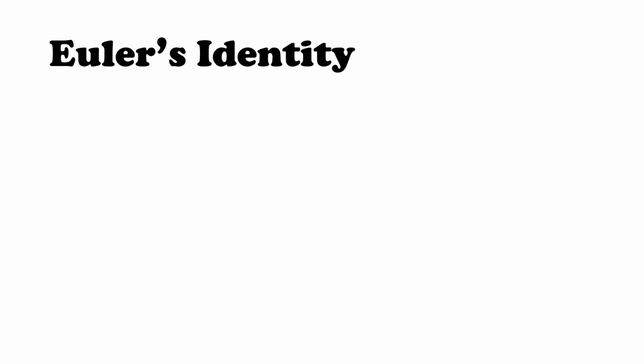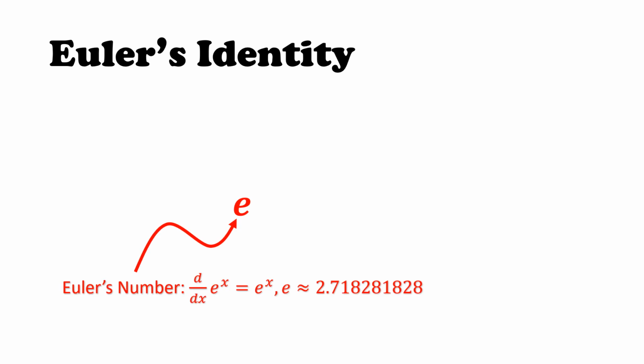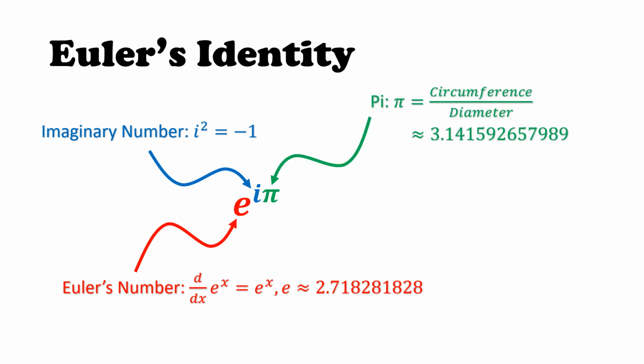You may have heard of Euler's identity, sometimes called the most beautiful equation in math, because it contains Euler's number. And one useful property that number has is that the differential of e to the power of x gives us e to the power of x. It also contains the imaginary number i, where when i is squared, it gives us -1. And it also has pi, the ratio of a circle's circumference to its diameter. And when we add 1 to this, it will give us 0.